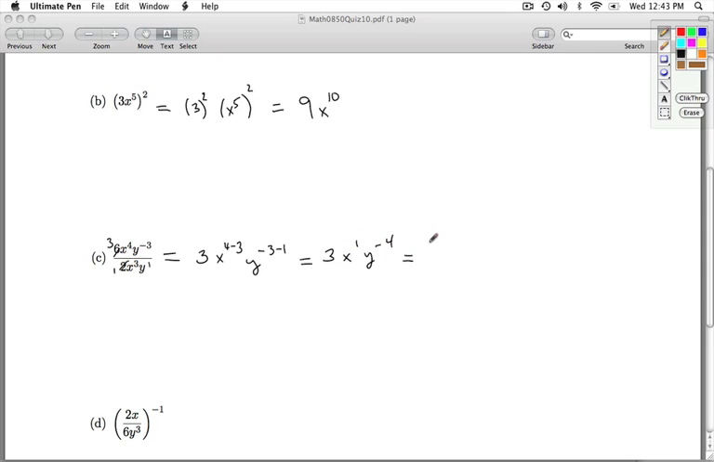And remember, the directions indicate that we need to use only positive exponents in our final answer. So the 3x to the first is 3x. The negative on this exponent is going to shift that y to the 4th to the denominator. And so for part C, it's 3x divided by y to the 4th.